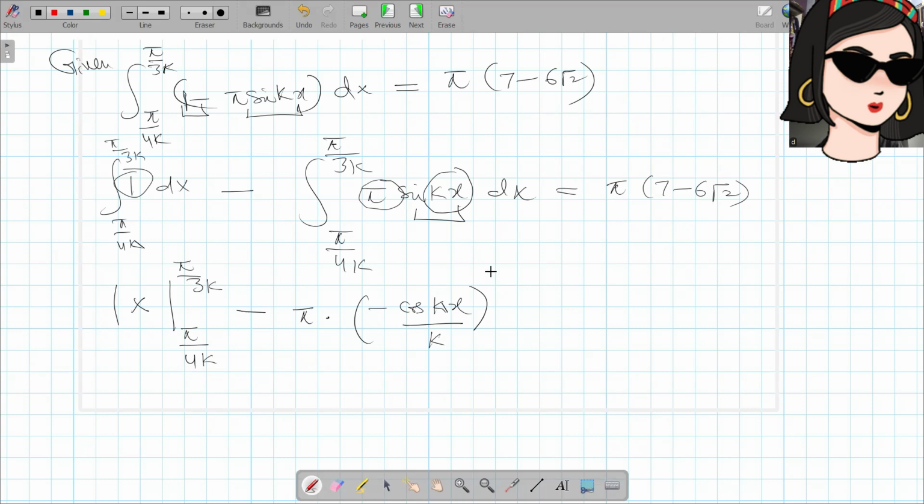And the limits are pi over 4k to pi over 3k. Oh, do you not include the pi in that? Pi is just a constant. We have kept it outside. Okay.